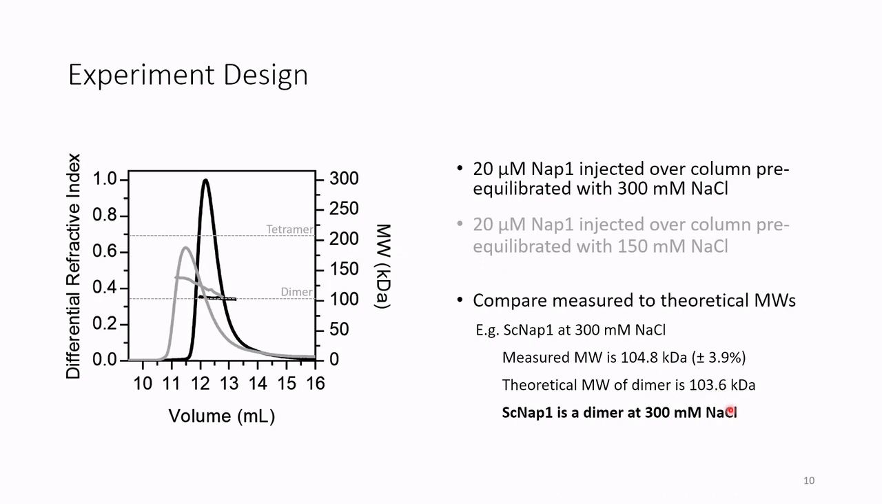And as you can see that when we compare numbers to numbers, we see that the yeast Nap1 is a dimer at 300 millimolar NaCl. Here you also see that the black trace is perfectly flat and rests on top of the dimeric line, which means that the entire species in the black trace is homogeneous yeast Nap1 dimer. That's how we're going to look at the data, and we're going to do comparisons with our worm Nap1.